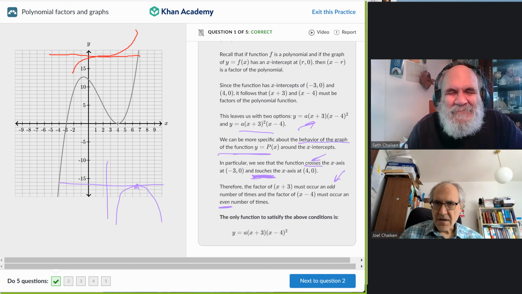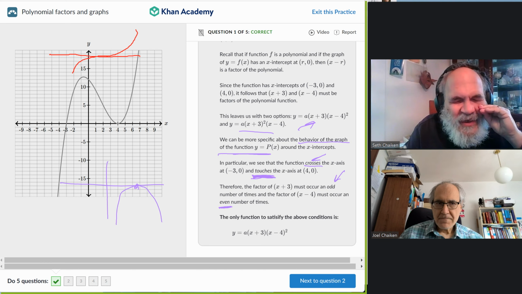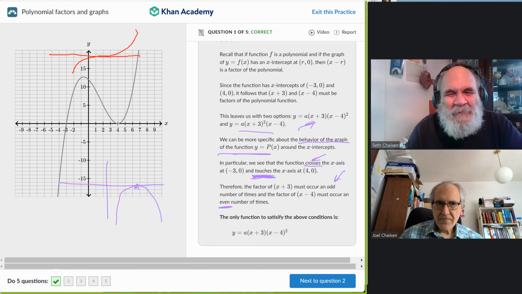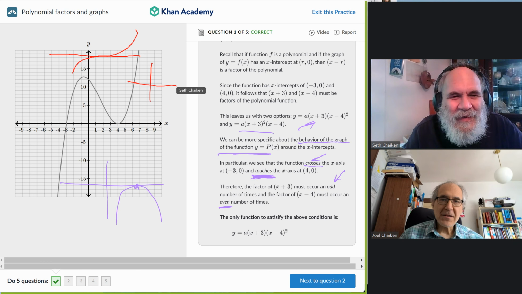Well, that's crossing. Yes, it does cross, but look at the direction it's moving while it is crossing. At the moment it's crossing, it's moving parallel to the x-axis. As opposed to a linear term, x minus 3, which just crosses right through and doesn't waste its time being parallel.